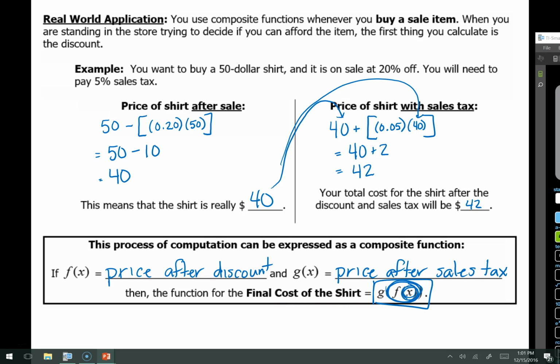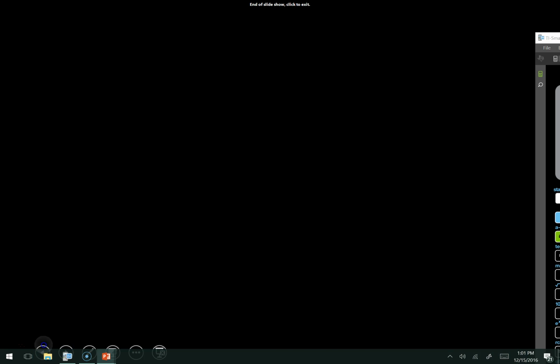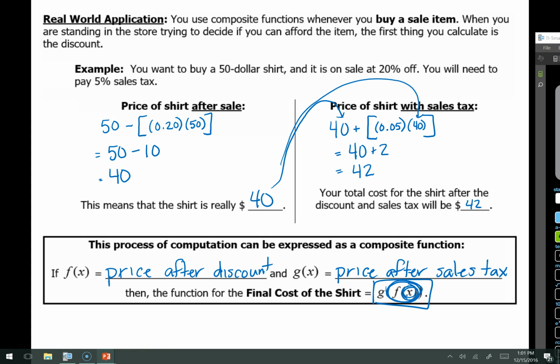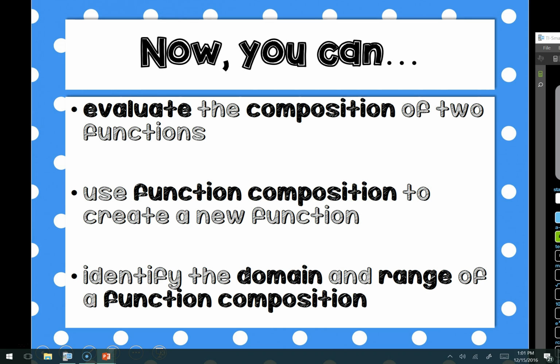Okay, so there are a couple of problems on the Now You Try to give yourself a little bit of practice with function composition. Now you should be able to evaluate the composition of two functions, meaning you plug in an x value and then plug that number into the second function. You should be able to use function composition to create a new function where you take a whole function and plug it into another one. And you also should be able to look at domain and range of function composition. So give those Now You Tries a try.